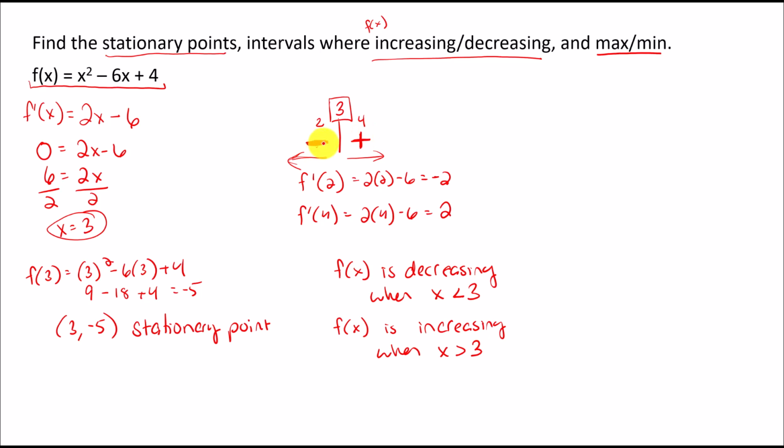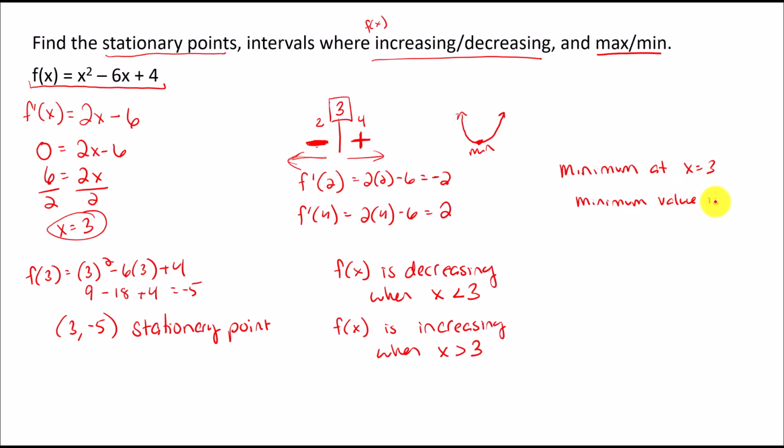But I can also think about what my graph is doing here. So we said that here it was decreasing and then increasing again. So that's what my graph would look like, and so that must be a minimum point. So we can say that there's a minimum at x equals 3.